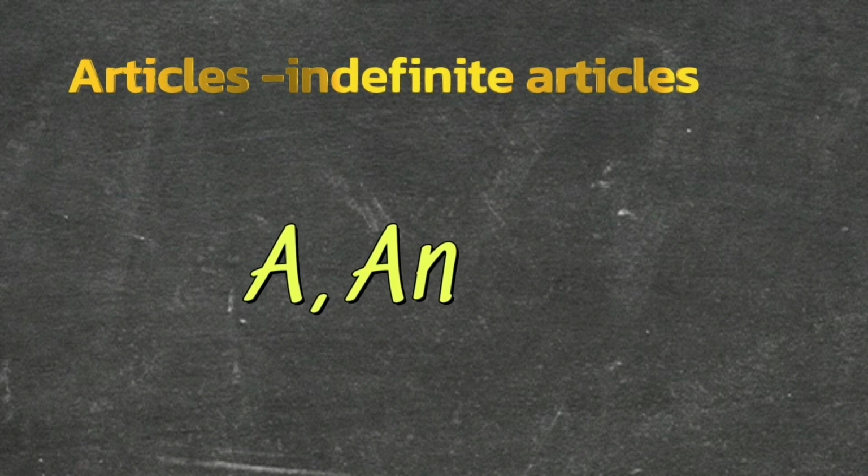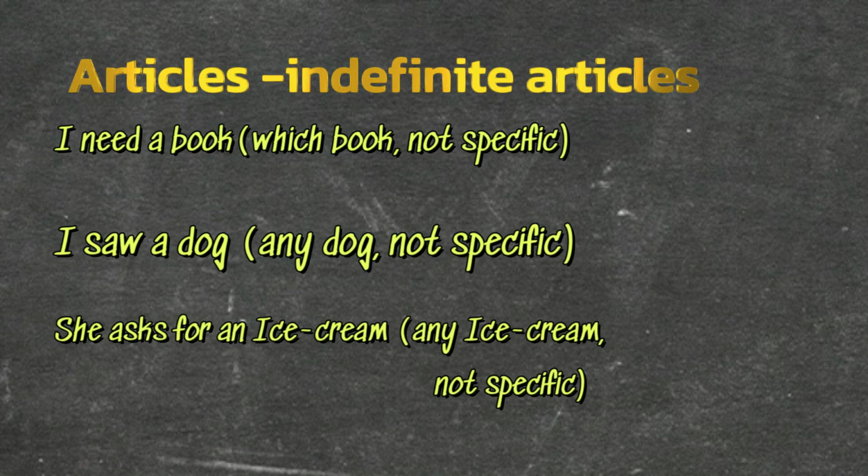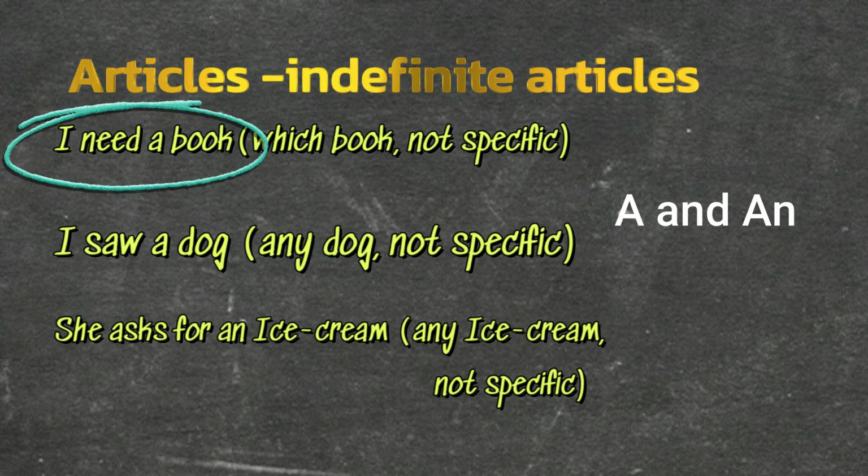For example, I need a book, I saw a dog, and she asked for an ice cream. And here we don't know which book, which dog, or which ice cream she is asking for. In these situations, we use a or an. I need a book. I don't know which book or how many books I want. I am just asking for a book.